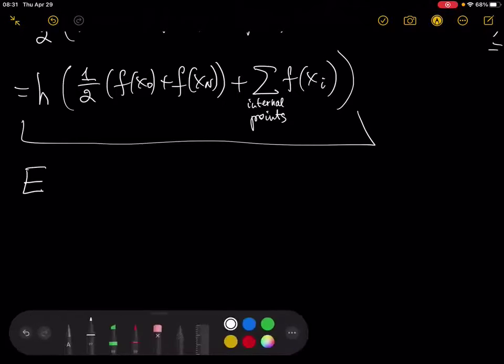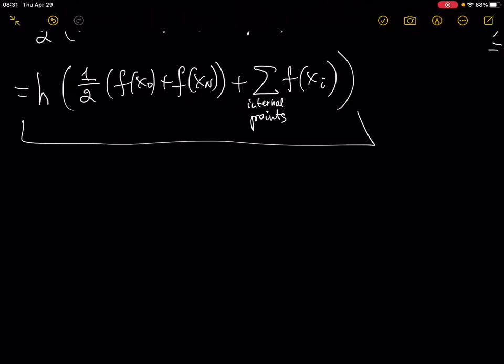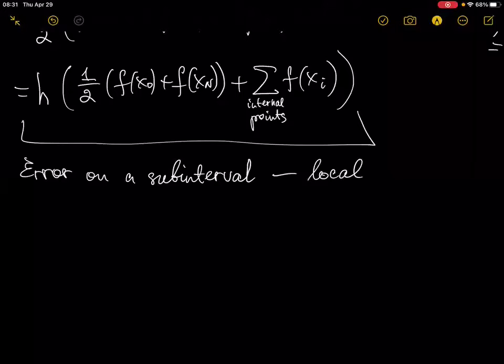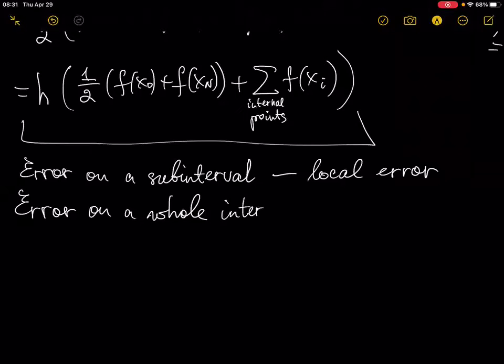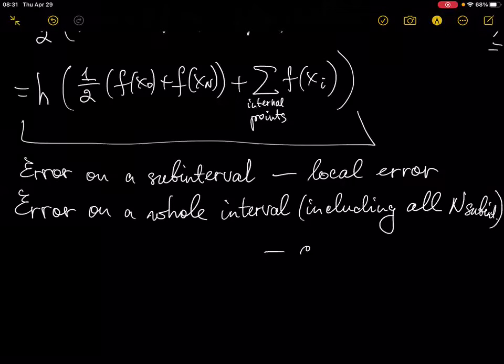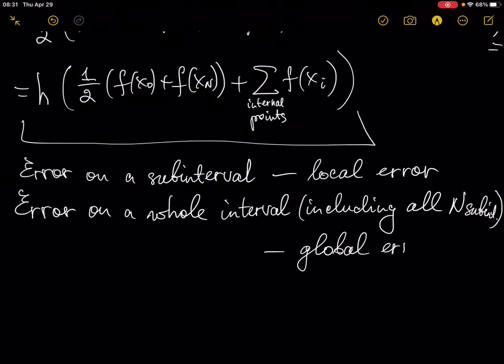So essentially your error, so yeah, let me give you the explanation. Error on a subinterval is called local error. Error on a whole interval, including all subintervals, all n subintervals, this is global error.